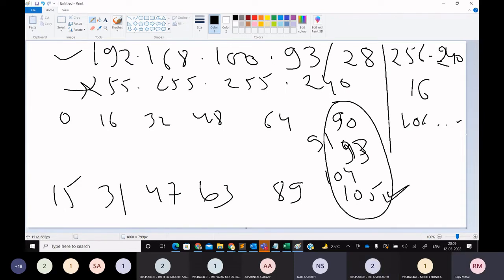105 you cannot use. 105 is the broadcast IP, and 90 is the network ID. You cannot use these. So valid is from 91 to 104. So the complete IP will be 192.168.100.91, and it will keep going till 192.168.100.104. So total, how many IPs are we getting here in this subnet?